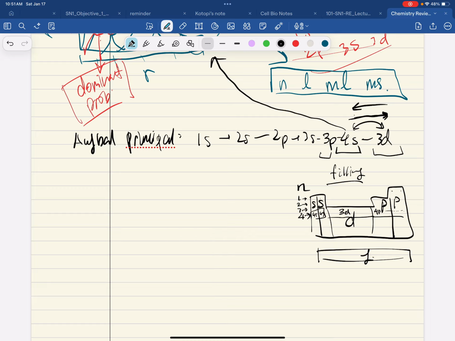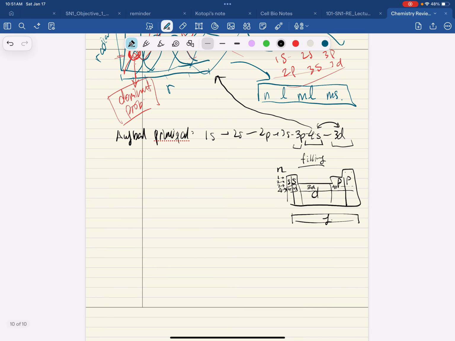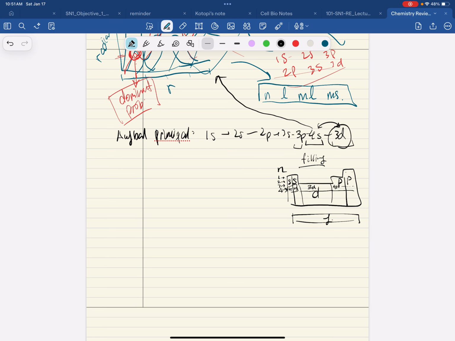So then when you take them out, you take out the 4s and then you take out the 3d. So first you take out the 4s and then you take out the 3d. So either way, it's always 4s first and then 3d after. The d orbitals are after, regardless of filling or taking it out.